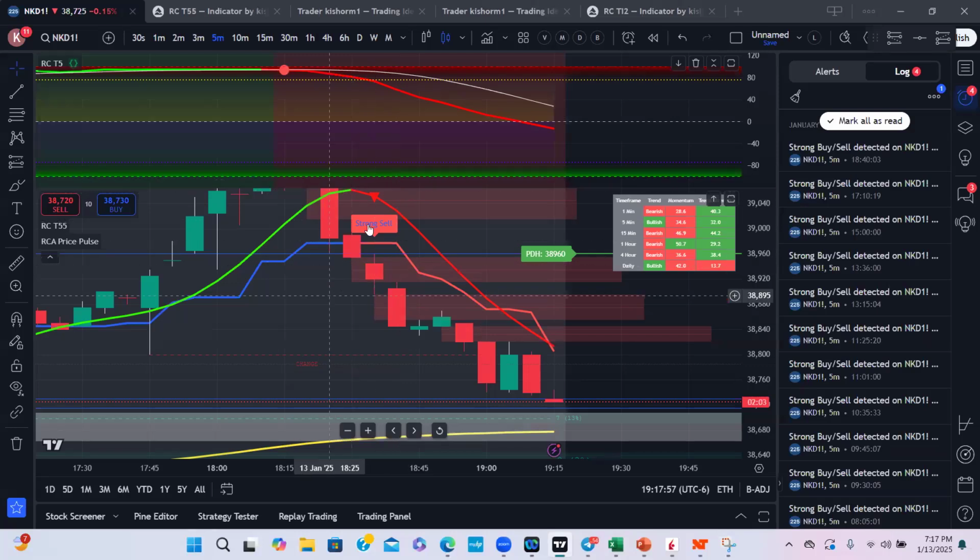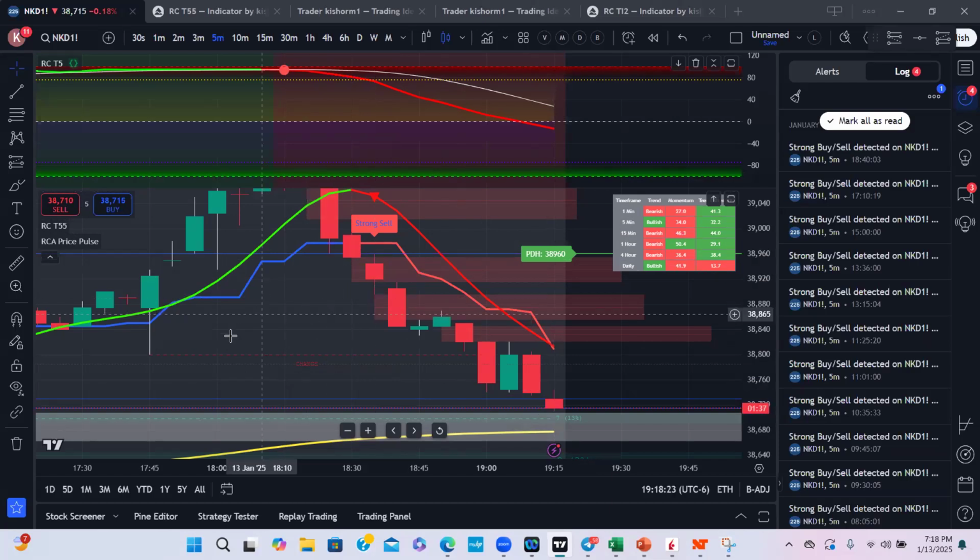Generally, it will happen, but sometimes it might be somewhere on the border. If it is on the border, better you wait for one more candle to go down. But 90% of the time, the candle will be below both the lines. If it is below both the lines, that means the price is below T5 line, price is below price pulse line, then it can go all the way to the bottom.